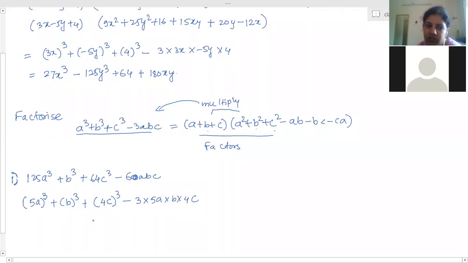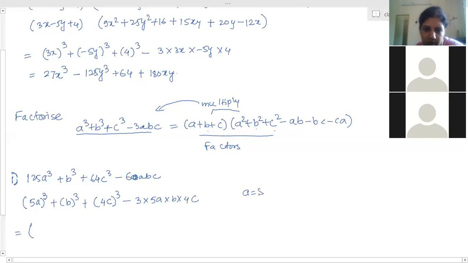So what are the factors of this then? Factors are a plus b plus c. So what is the value of a here? 5a. What is the value of b? b itself. And c will be 4c. So substitute in a plus b plus c, that is 5a plus b plus 4c.